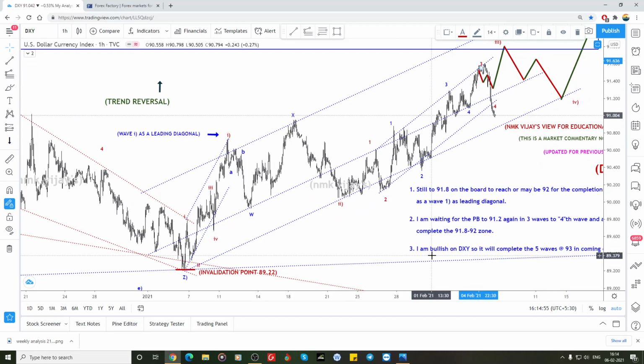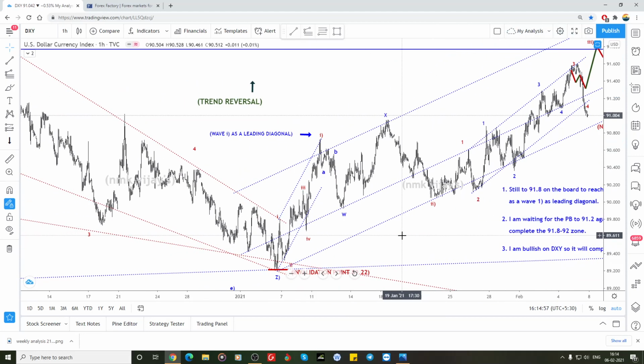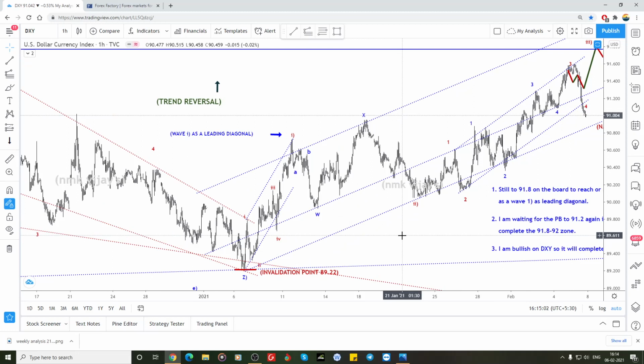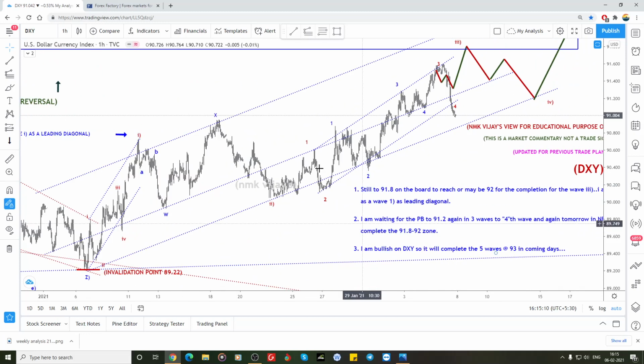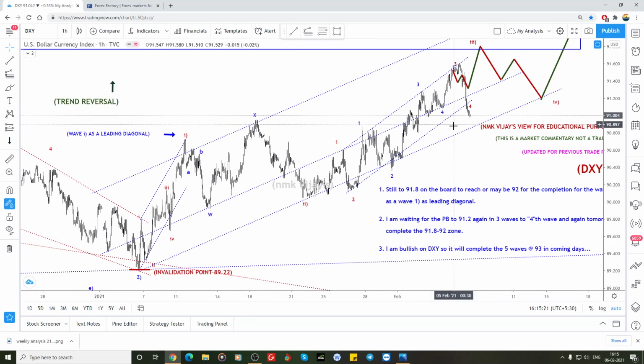But here, because in EU, AU, GU, NU, everything is in a different view, and it is all looking like a three-wave structure. So in the DXY also, I took this now as a three-wave structure. I didn't do anything yet, because I need to explain to you, at the time of making the video, how we have to change the wave count according to the price action. So everything has different alternative views.